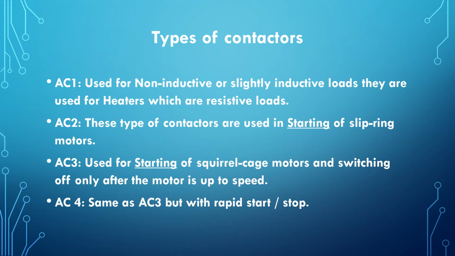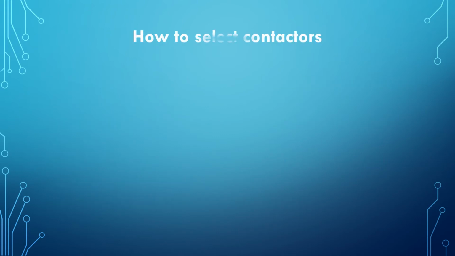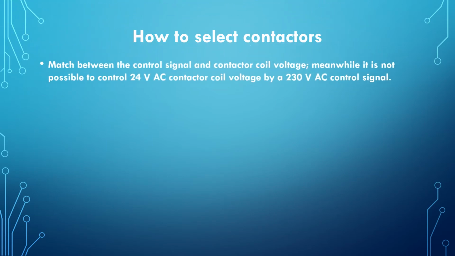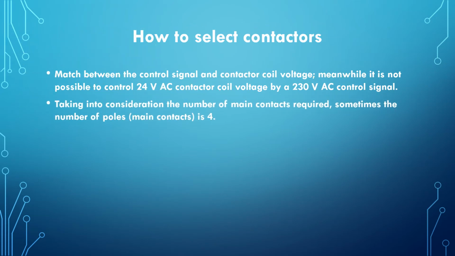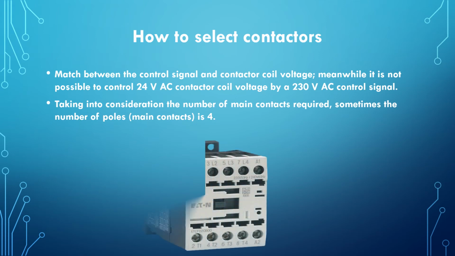How to select contactors. Match between the control signal and contactor coil voltage. Meanwhile, it is not possible to control a 24 VAC contactor coil voltage by a 230 VAC control signal. Taking into consideration the number of main contacts required, sometimes the number of poles, main contacts, is 4.